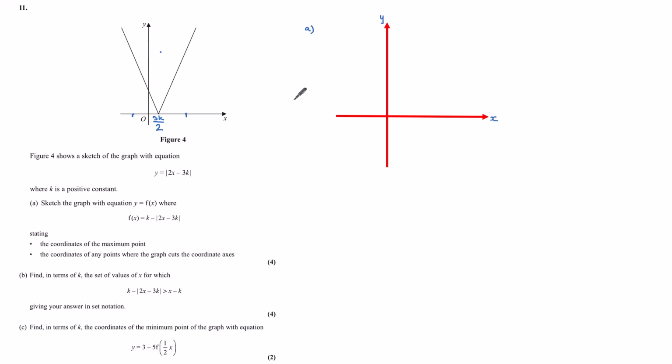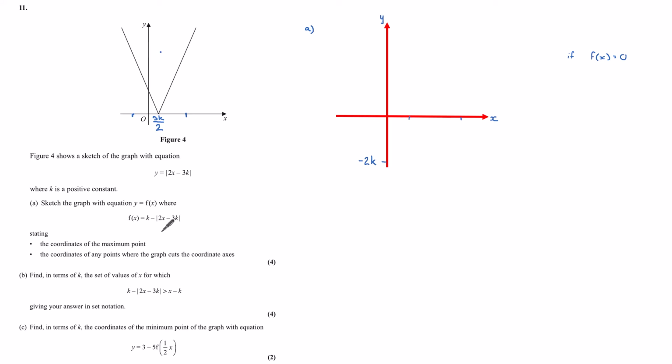So let's sketch some axes. Let's first consider where it's going to cross the y-axis. So that's when x is equal to 0. So if x is equal to 0 here, then f(x) is k minus 3k. So it will cross the axis here at −2k. I need to consider where it's going to cross the x-axis. So that's when f(x) is equal to 0.